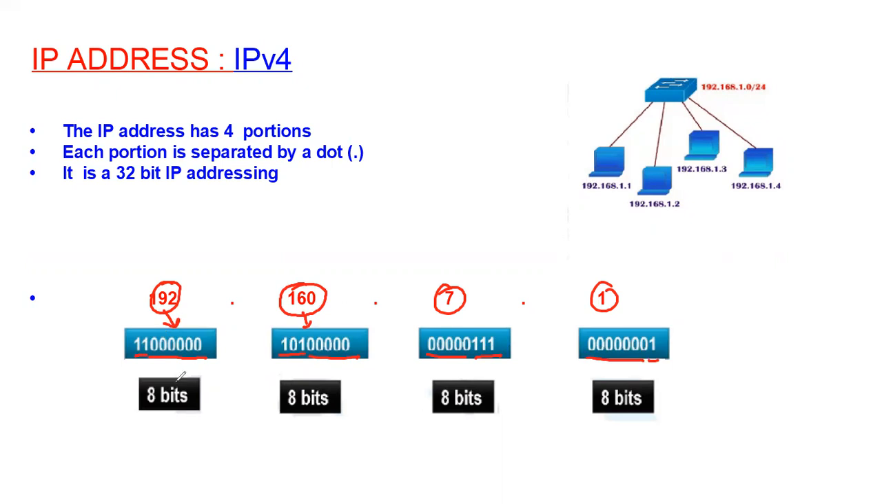If you see, each portion has 8 bits. And if you add all the bits here, 8 plus 8, 16, 16 plus 8, 24, 24 plus 8, 32. This way you will get 32 bits here. So that is why IP version 4 is a 32-bit IP addressing.